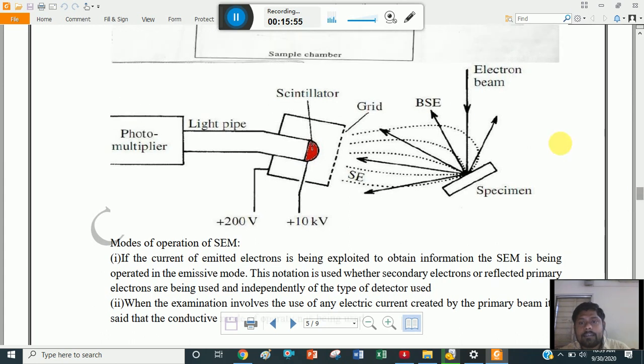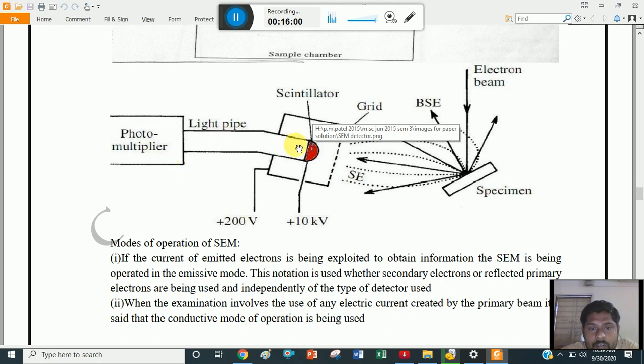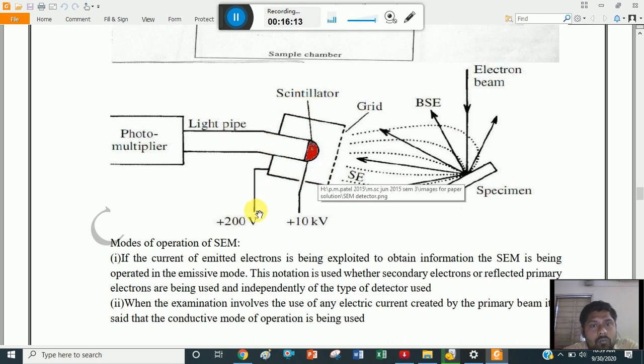That is the detector system, how it works. That is the photomultiplier tube. A light pipe is used here. That is the scintillator. That scintillator is set at 10 kilovolt, and the metal grill is set at 200 volt. Okay, then the specimen ejects electrons, when those electrons are scattered out from the upper part of the surface.